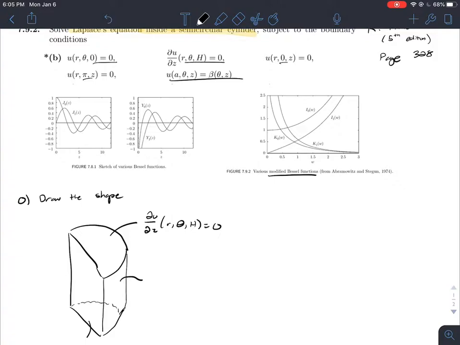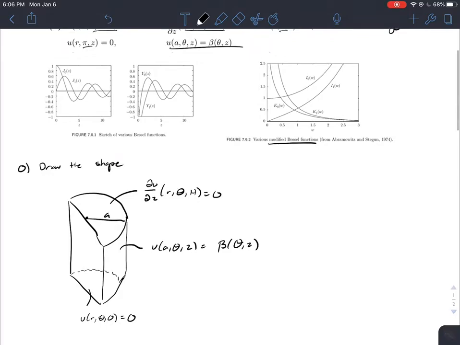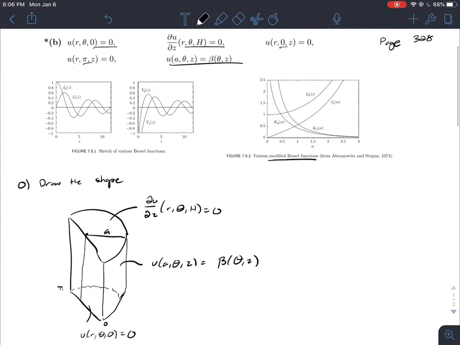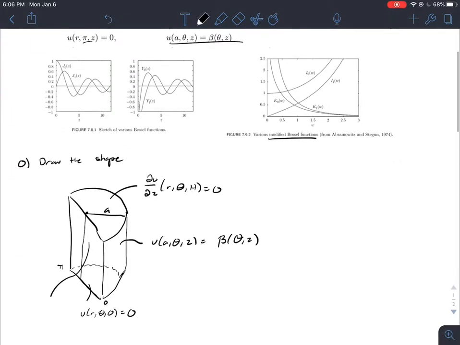And then on the lateral side, the radius of this cylinder is a. u(a, theta, z) is equal to beta(theta, z). Let's call this specific angle right here the 0 angle, and let's call this pi. So that on this side of the cylinder, u(r, theta, z) at angle 0 is equal to 0, and on the opposite side, u(r, theta, z) is equal to 0.